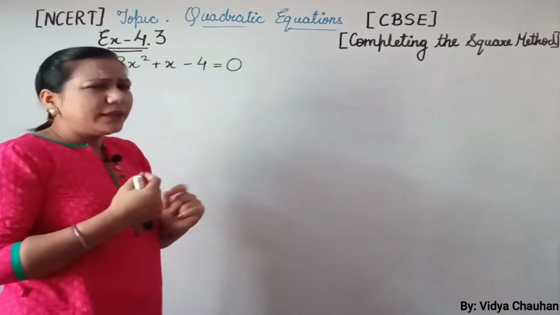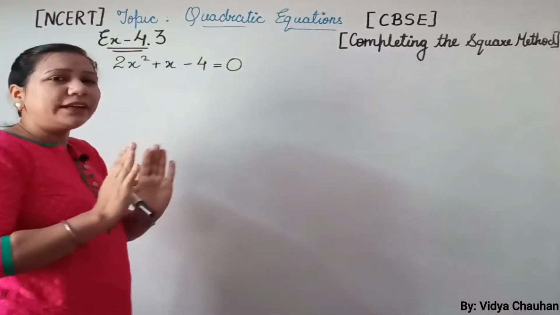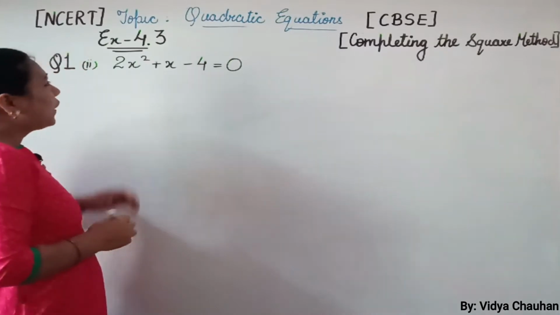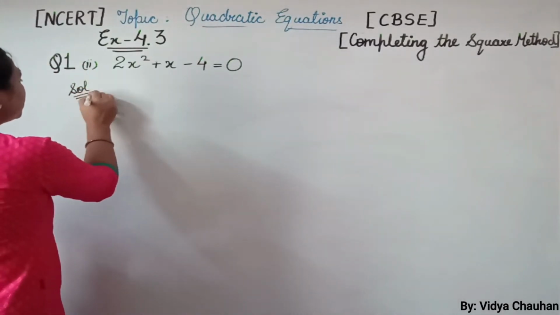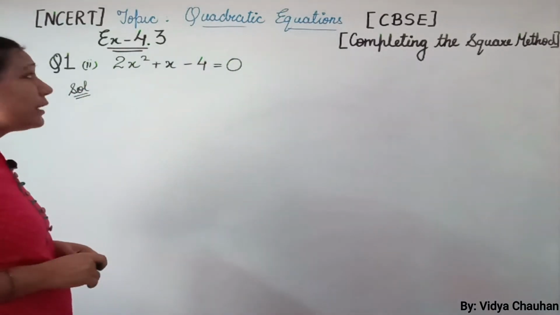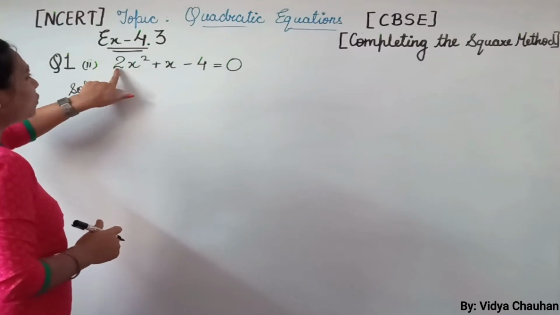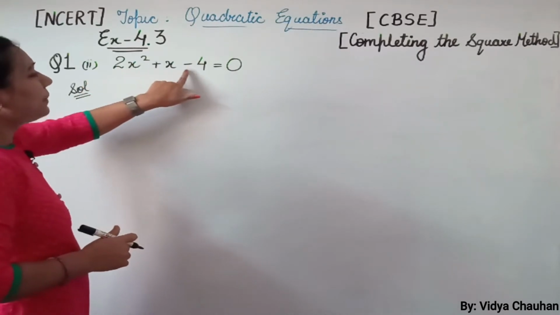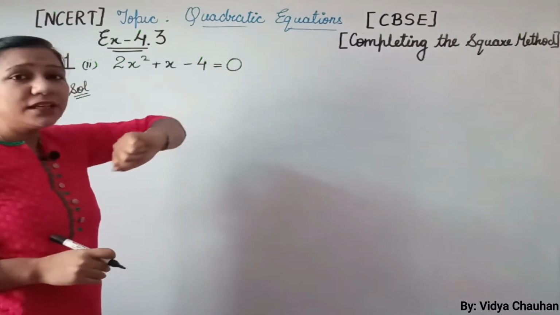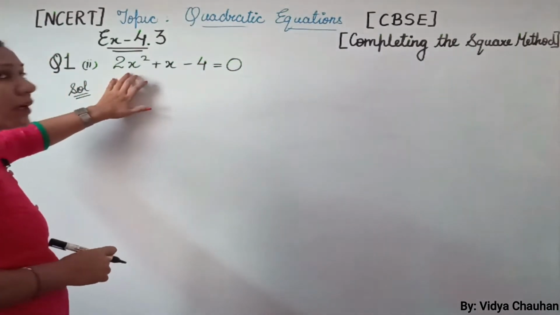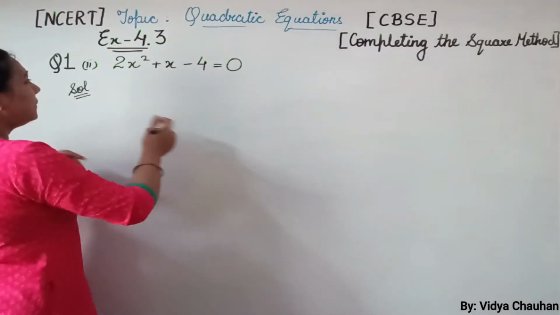So this method is a little tricky, but I feel that you can understand it in the best manner. To find the solution, let us see how to do the method step by step. Very first, our equation is 2x square plus x minus 4 equals 0, and as the method is completing the square, that means we need to complete the square on both sides, that means left side and right side.